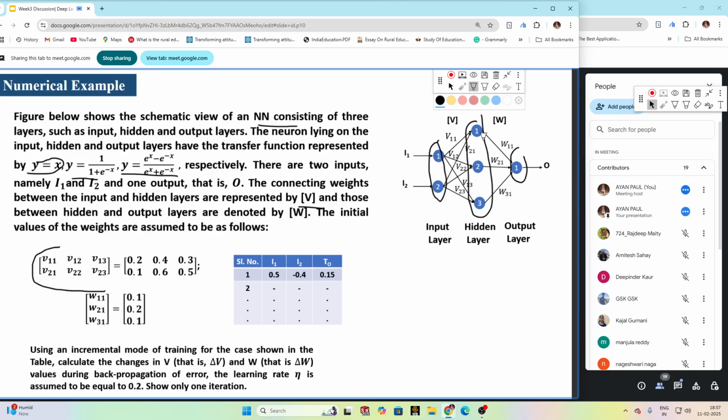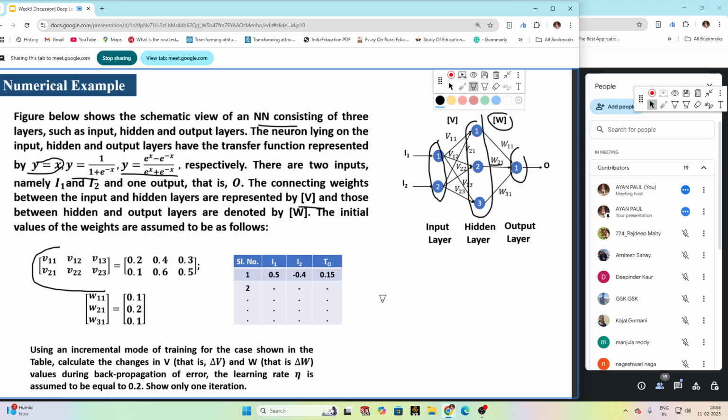Similarly, the weights connecting the hidden layer and the output layer are given by the weight W. W11 is the weight connecting the first neuron of the hidden layer and the first neuron of the output layer. The weight connecting the second neuron of the hidden layer and the first neuron of the output layer is W21. And since we have only one neuron in the output layer, the weight connecting the third neuron of the hidden layer and the first neuron of the output layer is W31.